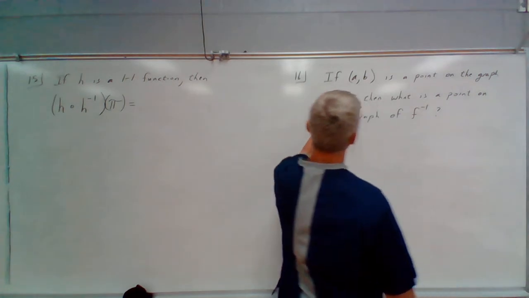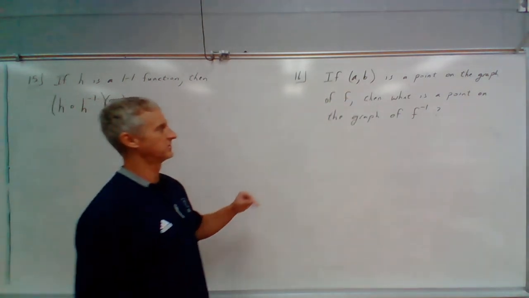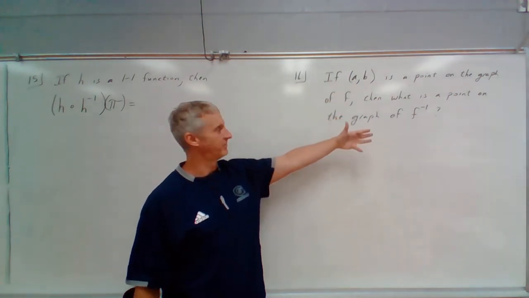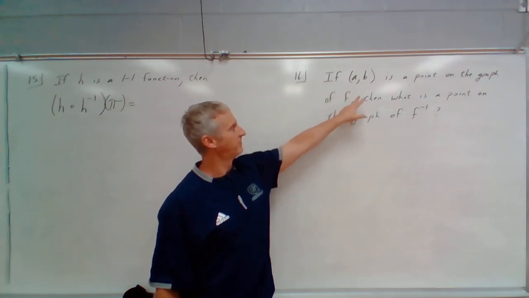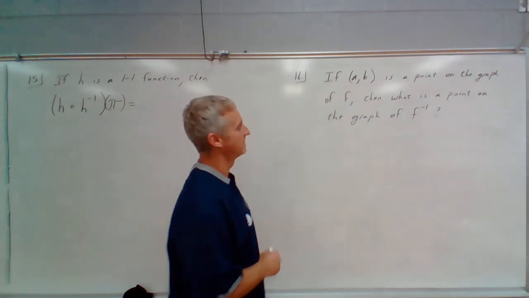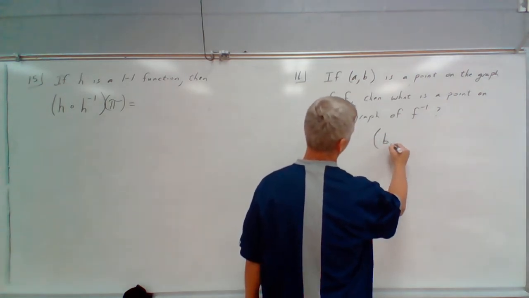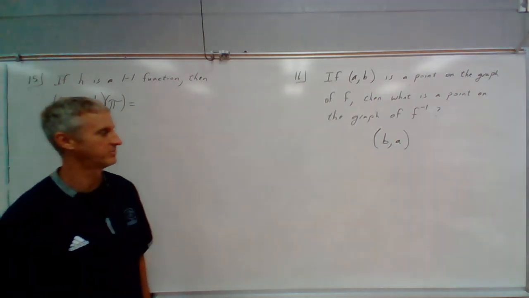All right, so the first one: if (a, b) is a point on the graph of f, then what's a point on the graph of f inverse? This is extremely easy as long as you know what the definition of f inverse means. You guys know all you have to do to find the inverse is switch the x and y. So a point on the graph of f inverse would just be (b, a), by definition of what f inverse means.